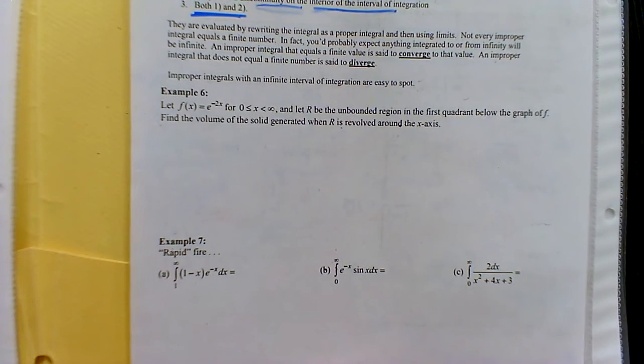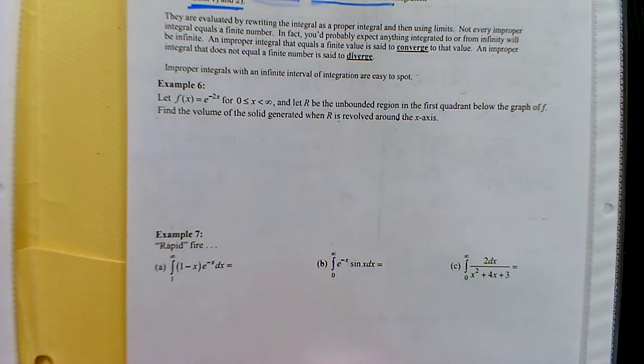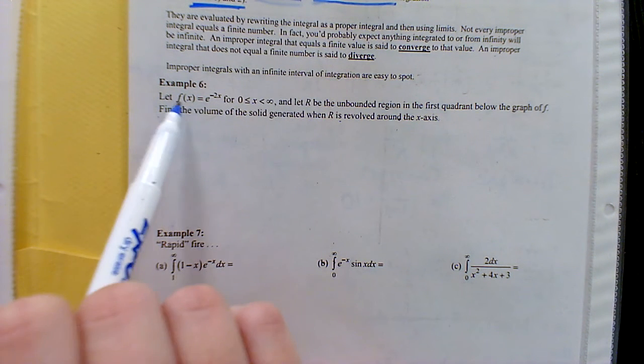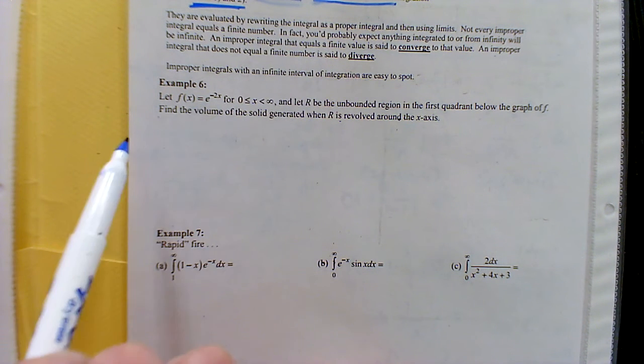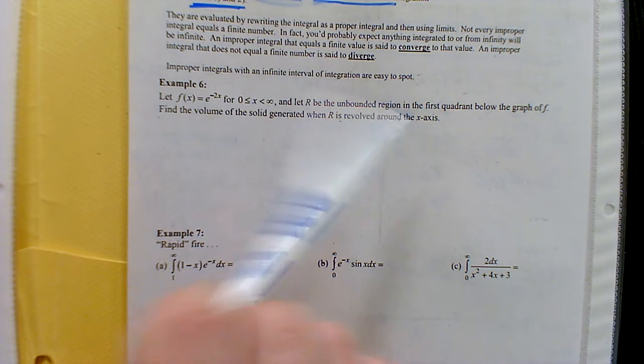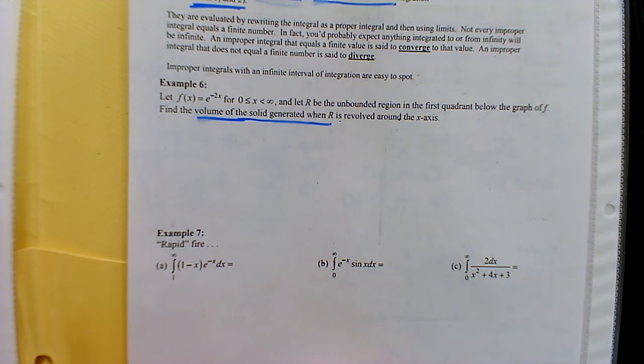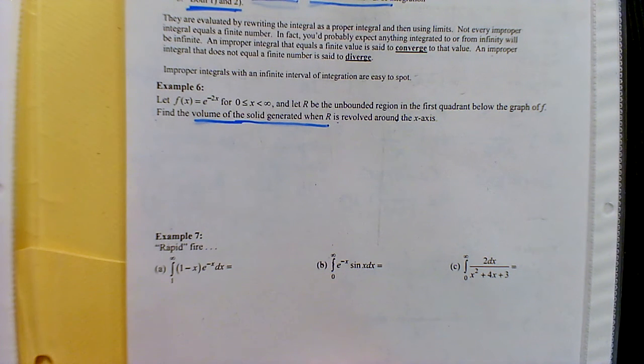The rest is probably good. We already discussed the difference between convergence and divergence. All right, let's just try the next example. Let this function be e to the negative 2x. We're going to let R be the unbounded region in the first quadrant. We're going to find the volume of the solid as we revolve it around the x-axis.